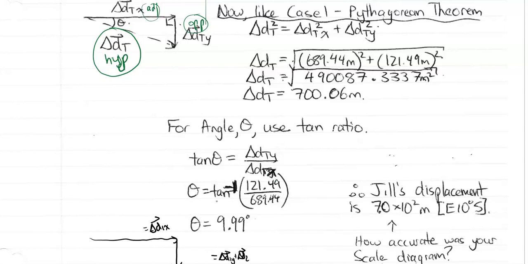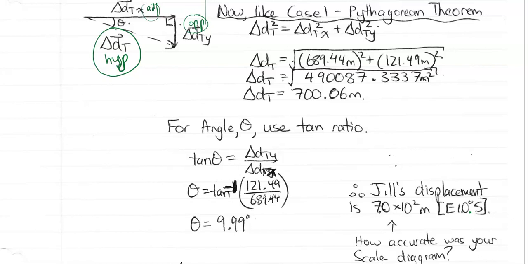And so to get theta by itself, we take the tan inverse, and we get an angle of about 10 degrees. Now, you can just ignore what I've written at the bottom there. But this angle of 10 degrees, we can write it out to two significant digits, and we can say Jill's displacement is 7.0 times 10 to the 2 meters, east 10 degrees, and I'll put the decimal place after the 10 so it shows 2 sig digs, south. And so what you should do at that point is compare that to your scale vector diagram and see if your answer was any more accurate this way than it was with the scale vector diagram.